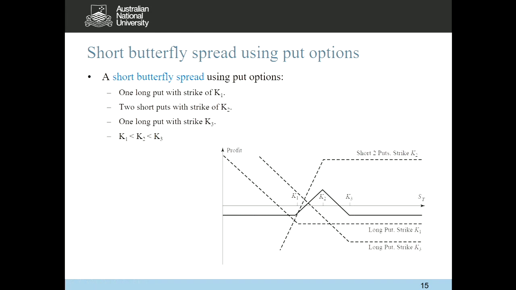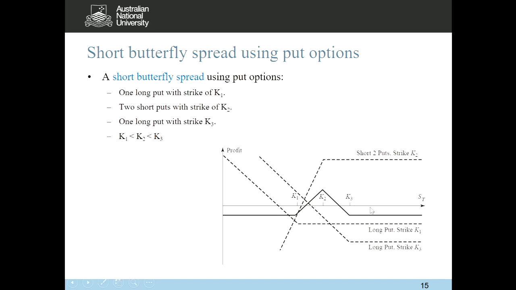And similarly, I'm not going to go into detail with the short butterfly using puts. They're very similar. The whole rationale is also that we're hoping the share price will finish around K2. It's really calm and smooth. And the way we're going to set up the strategy is by going long the put with the lower strike, K1, and we're going to long a second put with a higher strike price, K3. Then we're going to short two put options with the strike price of K2. And again, K2 has to satisfy the relationship that K1 plus K3 divided by 2 gives us K2 here.